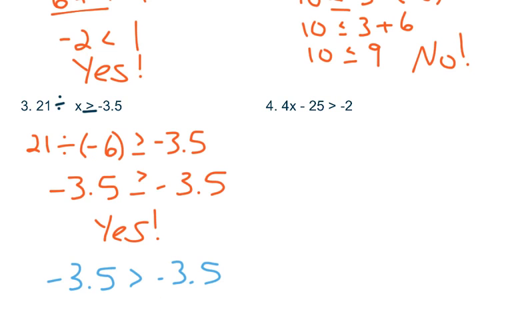But since we had in our original problem the "or equal to" symbol right here, that means we're allowed to have the same number, which makes it a true statement. So negative 6 is a solution to that inequality.